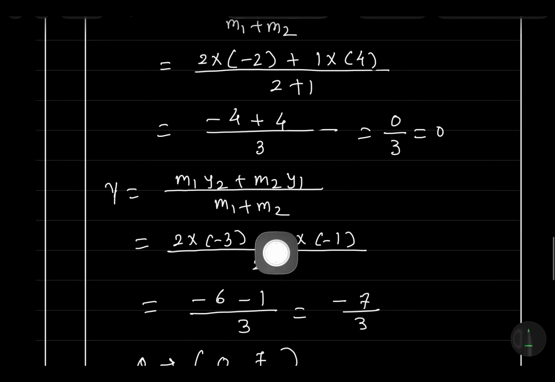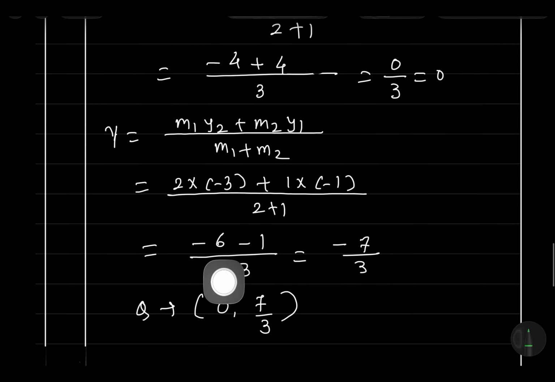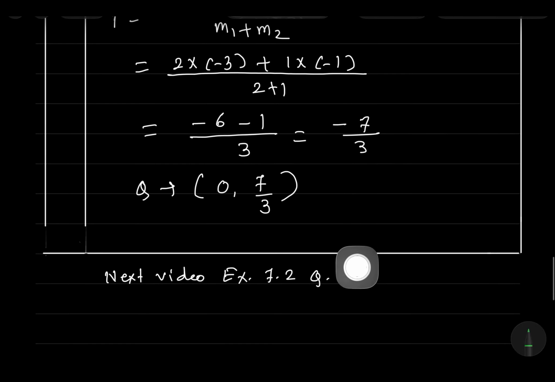Then in the same way we have to find y. Here m1 is 2 and y2 is -3, plus m2 into -1. So -6 plus -1 is -7 upon 3. So Q becomes (0, -7/3). Now in the next video we will see exercise 7.3 question number 3.